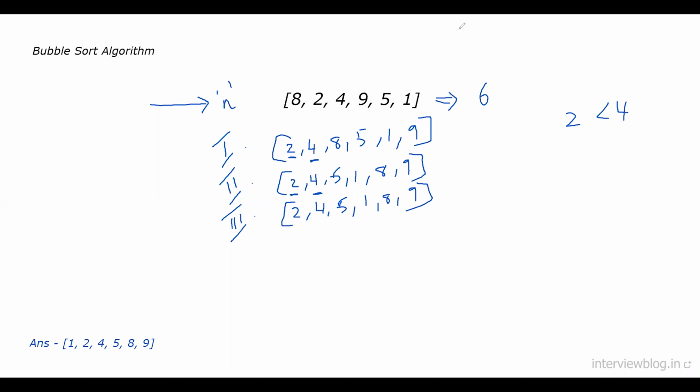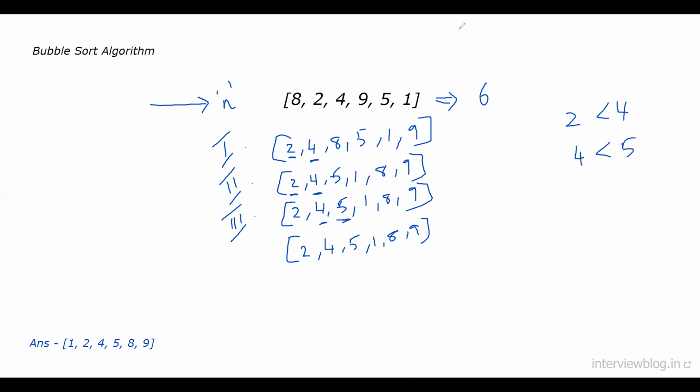Next, we will compare 4 and 5. While comparing 4 and 5, we can see that 4 is less than 5 and hence there will be no swapping. So our input array will remain the same, that is 2, 4, 5, 1, 8 and 9.